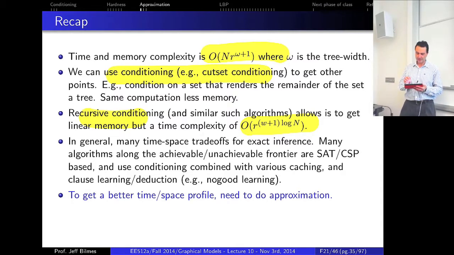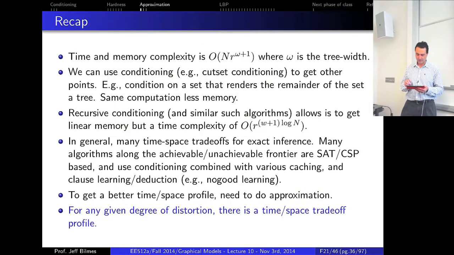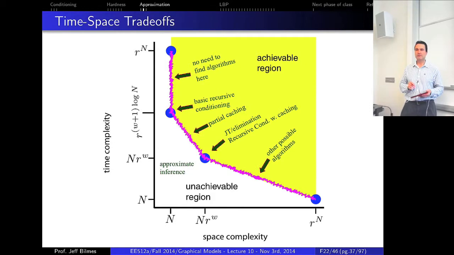But at some point or another, you're going to have to do approximate inference. So one way of looking at this is in this picture here, you say, okay, I'm going to be at this point. I can only afford this amount of time complexity and the corresponding amount of space complexity. But what I'm about to describe is not really done that often.